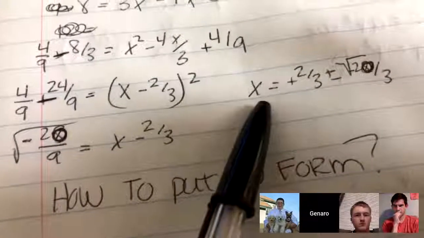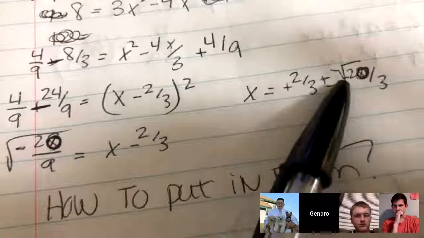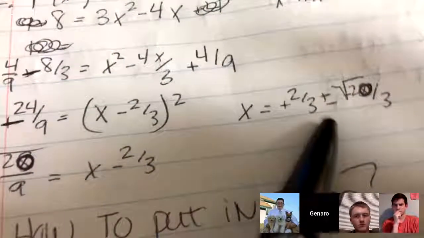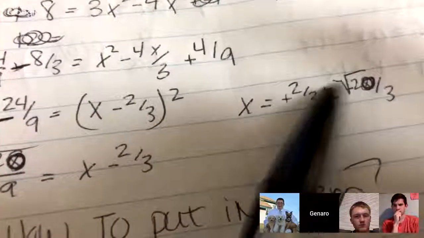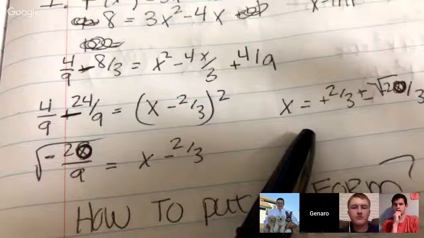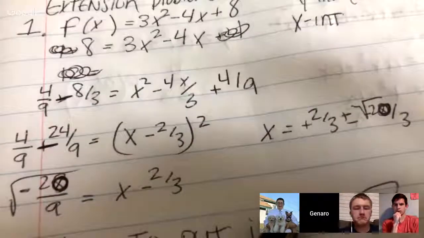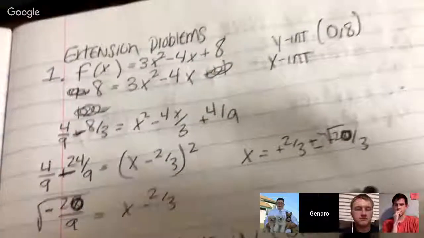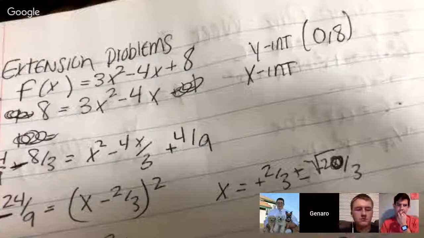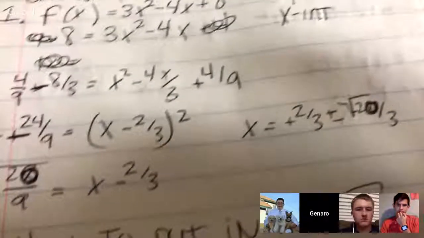So that's how you get the answer of x equals 2 over 3 plus or minus the square root of negative 20. And then he just pulled out the negative. That's why he put i, because it's a square root and you can't have a negative under it, divided by 2. So that's how you get that answer. And then the other one is 0, because if you have a y at 8, then it has an x at 0, because that's where it is on the graph.